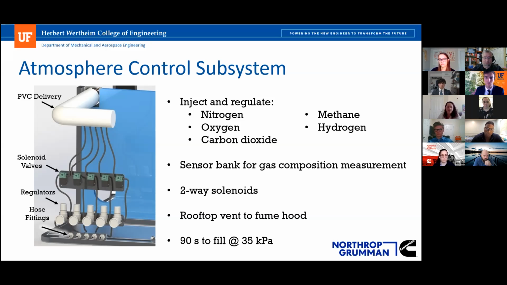We also have a rooftop vent to the fume hood, so we don't have any excess gas going out into the atmosphere. We also calculated that if we wanted to completely replenish the atmosphere, if there was any sort of issue with it, at 35 kPa it would take about 90 seconds to completely replace the gas that's already present there.